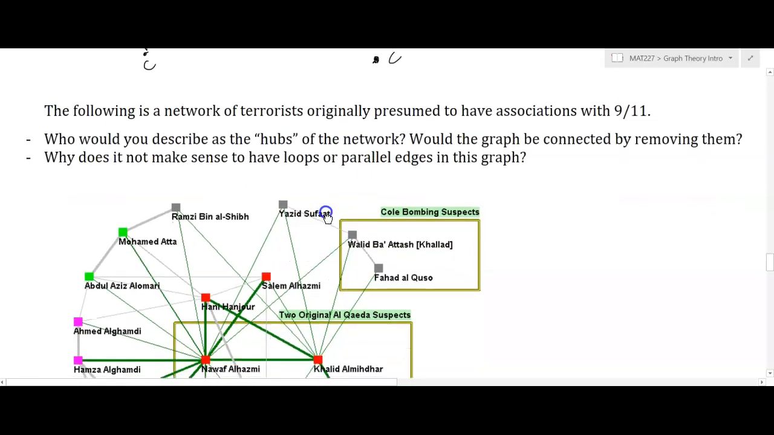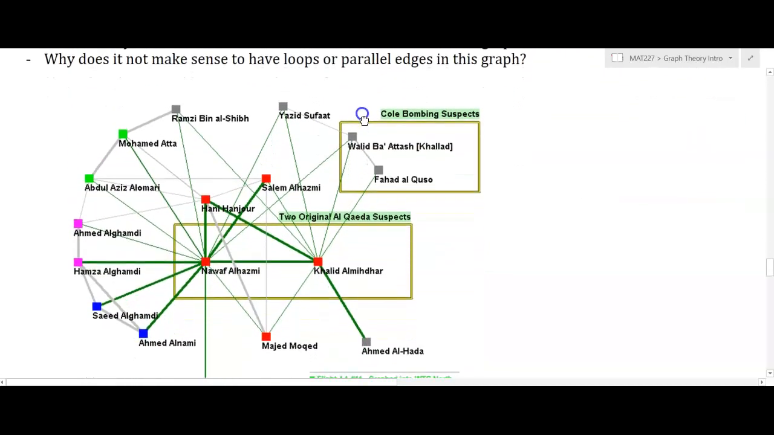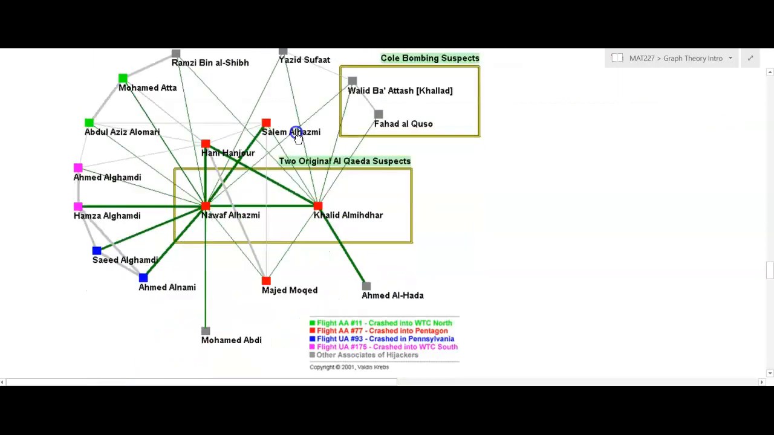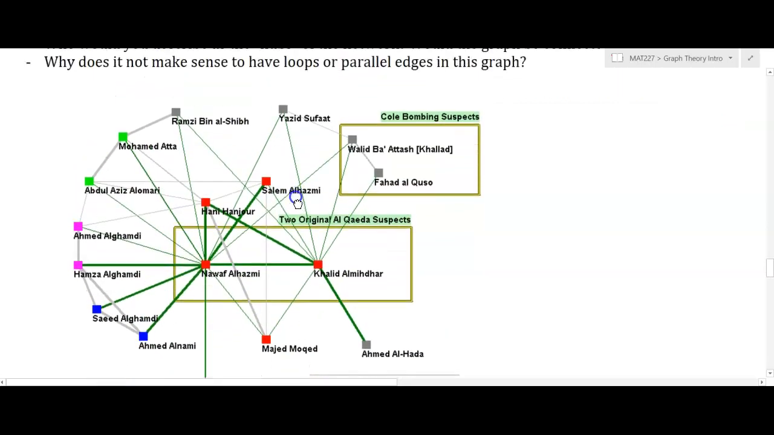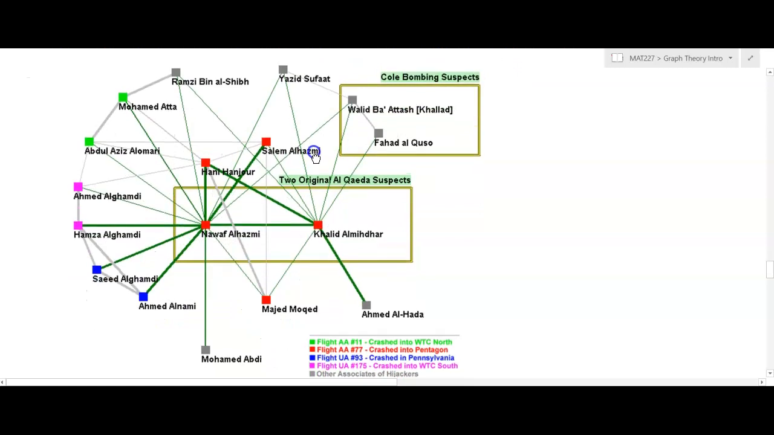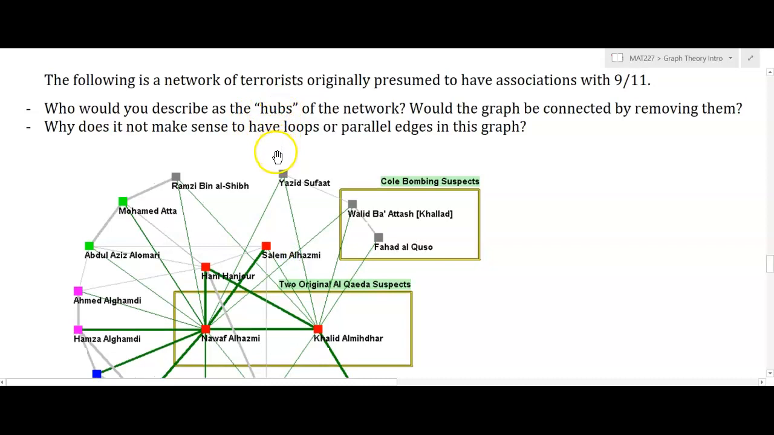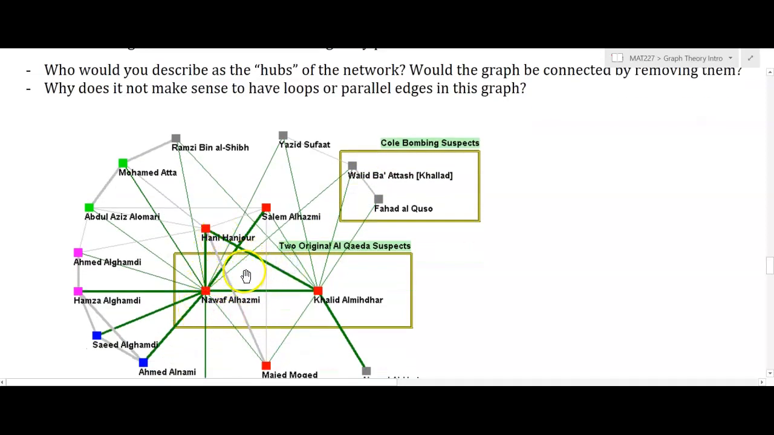Here's also a really cool situation. This is an actual graph of the presumed terrorists originally to have associations with 9/11. So you can see that there's a cluster of people, and this is just a small subset of that, but you can see that there are some hubs, and hubs are kind of like points that if you remove them, or vertices, if you remove them, the network would kind of fall apart. And you can kind of see that some of the hubs are the vertices that have the most edges connected. Like if you take off this red vertex, then that deletes a lot of edges.